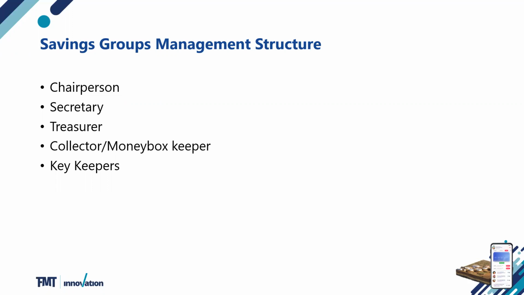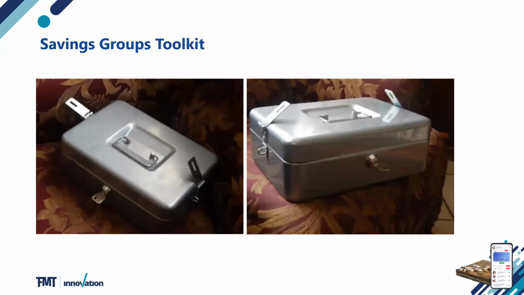Now, the collector's responsibilities are quite obvious. They collect contributions from each member and update the savings groups, and also report on what was collected together with the treasurer. In some cases where there is no bank account, there would be some key keepers, and these are usually 3 members who keep keys to the money box.